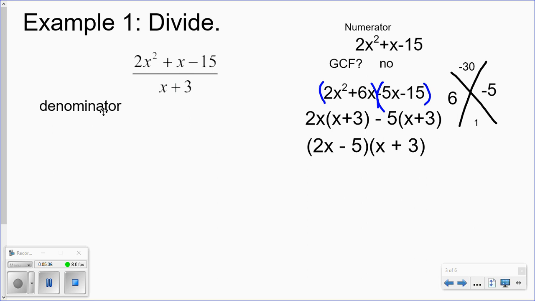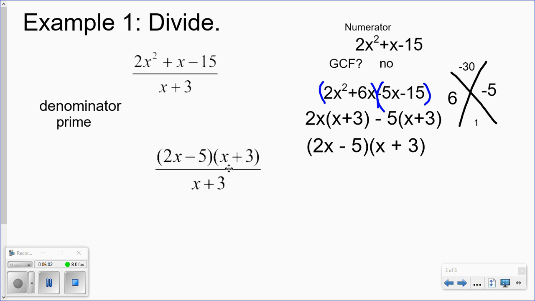X plus 3, there's no GCF, and it's not enough to make the magic X, and it's not a special case where the difference is squares. So that's actually prime, meaning it's not factorable, which is good because I just want to leave it as is. So now I'm going to rewrite this in factored form instead of standard form. So I write it out. I've got 2x minus 5 times x plus 3 all over x plus 3.